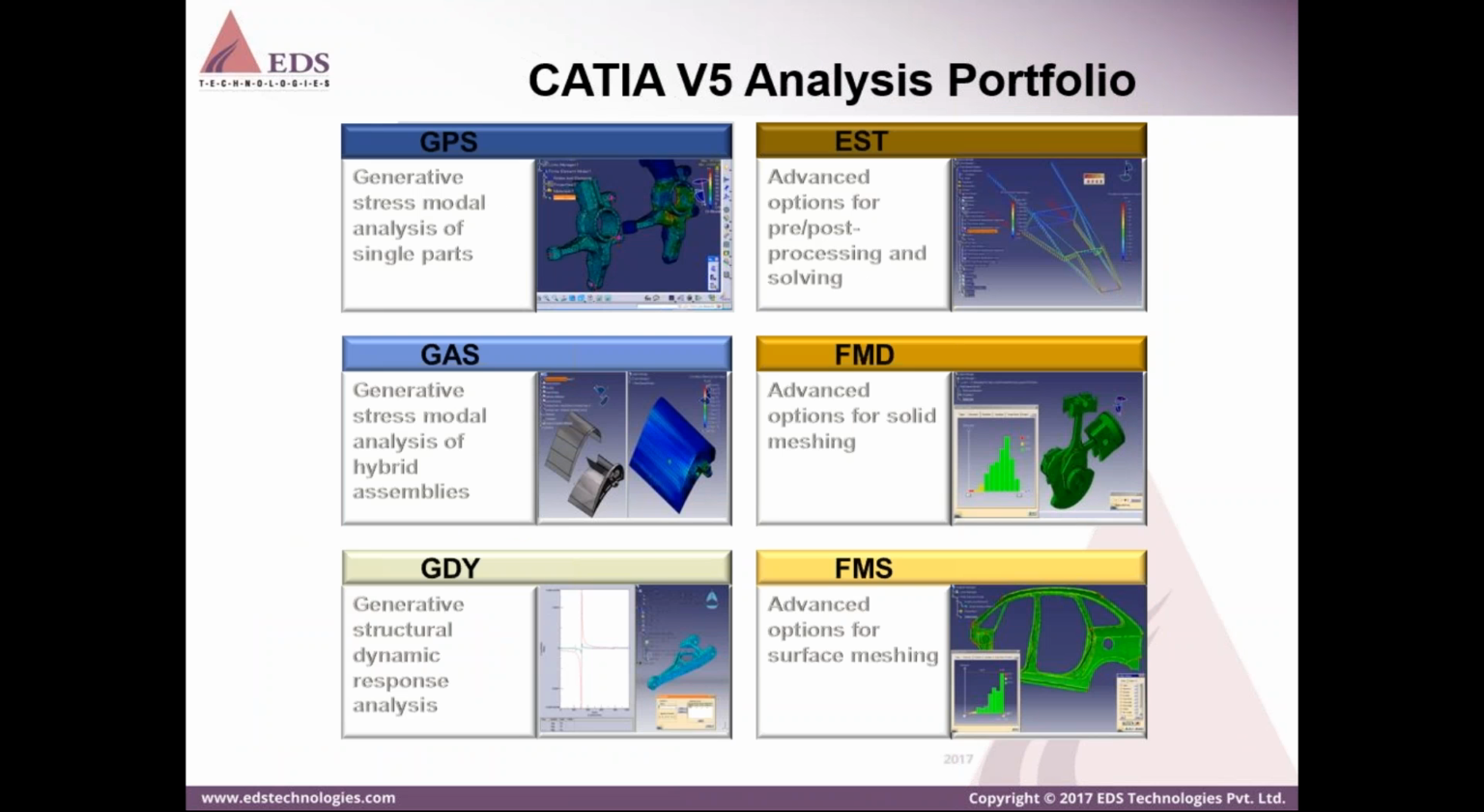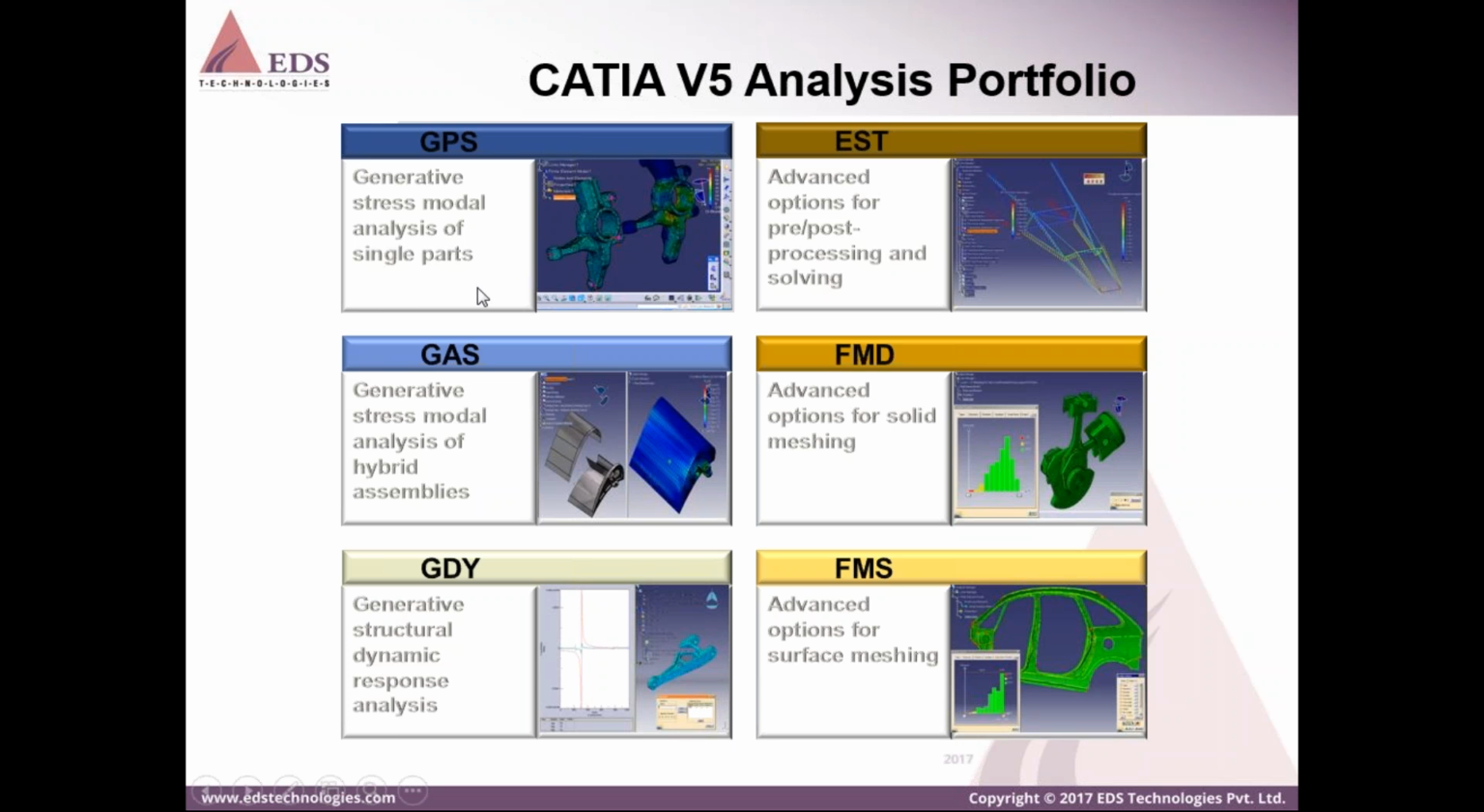This particular slide will help us to understand the CATIA V5 analysis portfolio. What are the different licenses that are required? It has GPS, that is Generative Part Structural Analysis. This capability will help us to analyze individual parts.